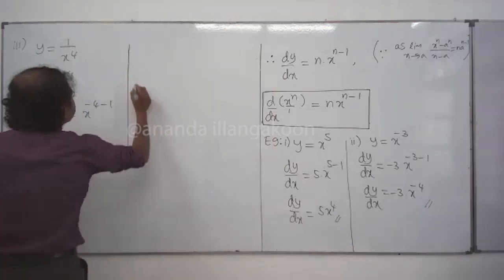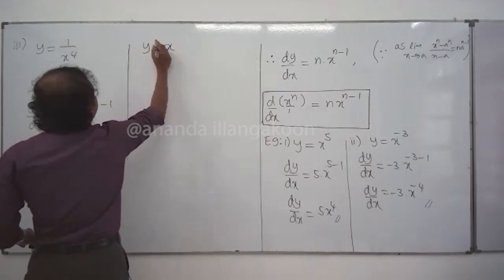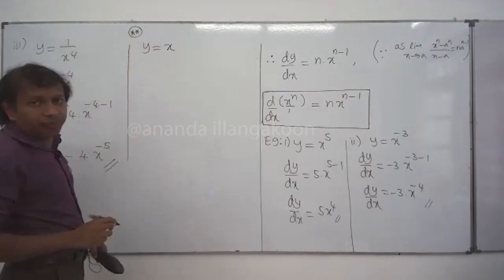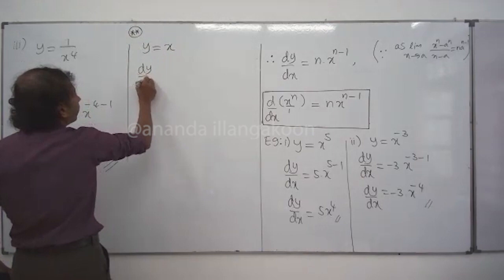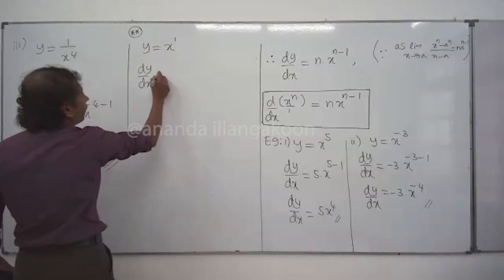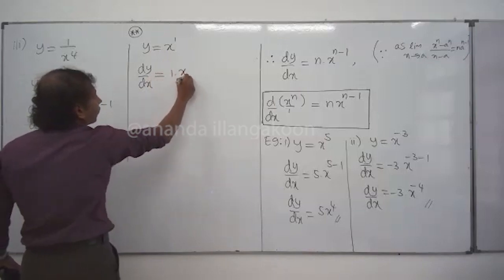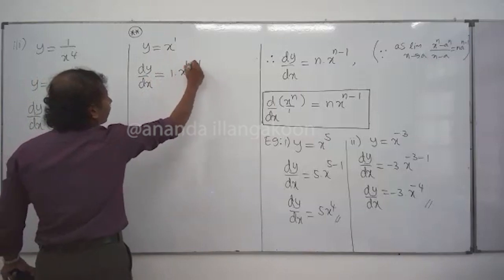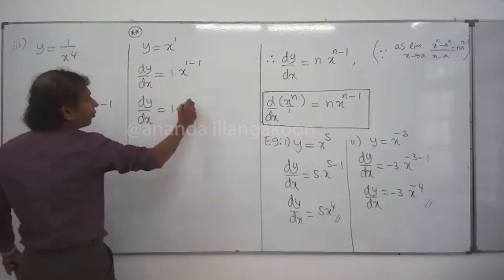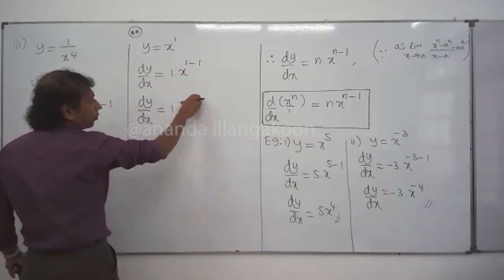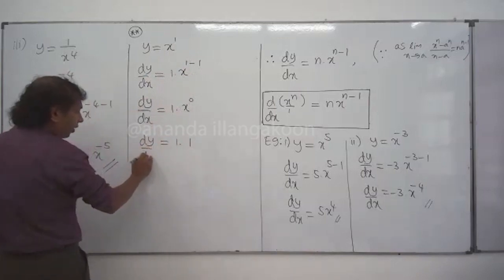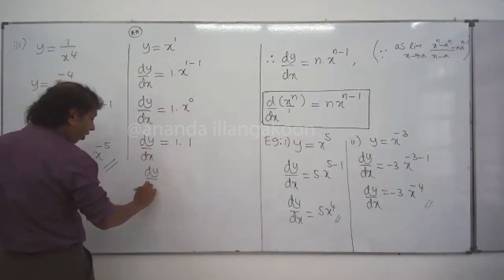Y equals x. This we mostly use in calculations. Y equals x means what, people? The power of x is what? 1. Bring this 1 before. 1 times x, the new power is 1 minus 1. dy by dx is 1 times x to the power 1 minus 1, which means x power 0. But x power 0 is, people, 1. Then we get 1 into 1. dy by dx is 1 now.